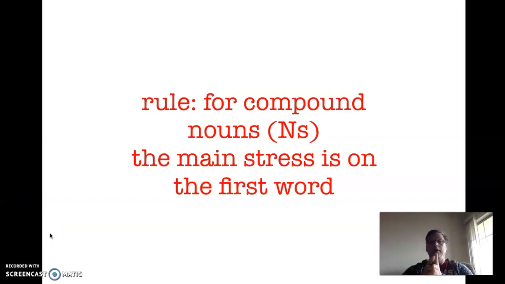Okay, so the rule, right? Ignore the technological faux pas here. The rule for compound nouns, and I often abbreviate this, the N for nouns, the main stress is on the first word. Football, airplane, takeout. Okay, first word.